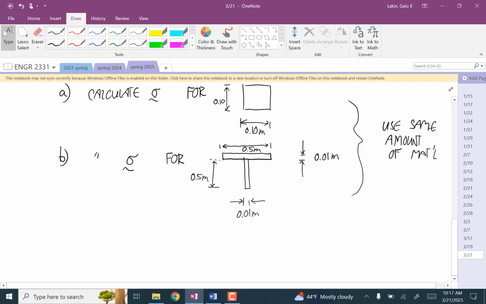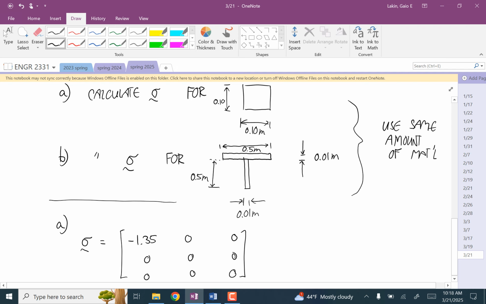Okay, so last time we did part A. And we got that the stress tensor was negative 1.3500 megapascals. Is that just for the tension? That's both.